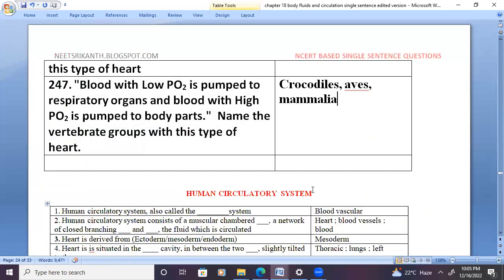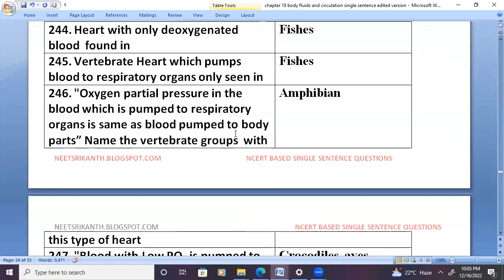So next, we'll continue with the human circulatory system in the next part.